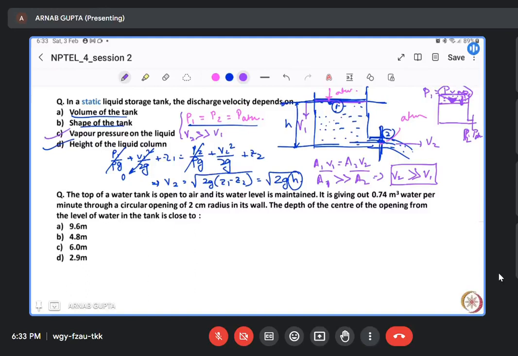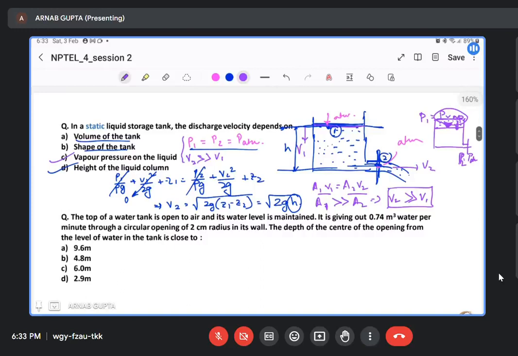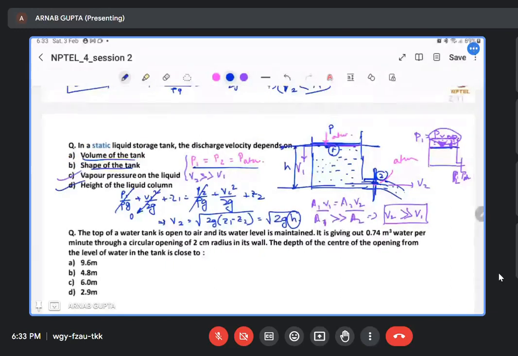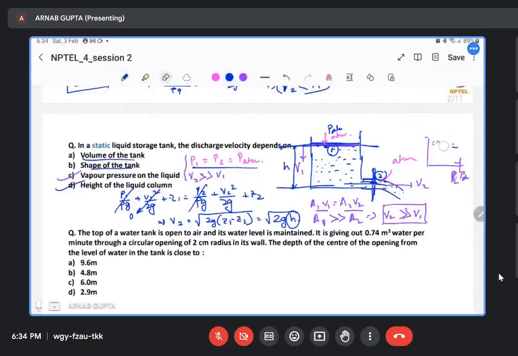If the tank is open to the atmosphere, then the pressure acting on the surface of the liquid will be P1, or P atmosphere. If it is not open to atmosphere, if it is a closed chamber, then the vapor pressure of the liquid comes into the picture. This is P vap, which is nothing but P1 here. At that time you can't cancel out P1 and P2. So many other factors also come into play.